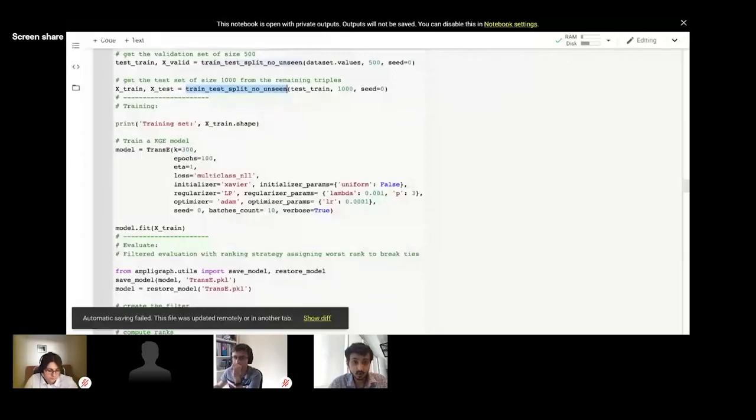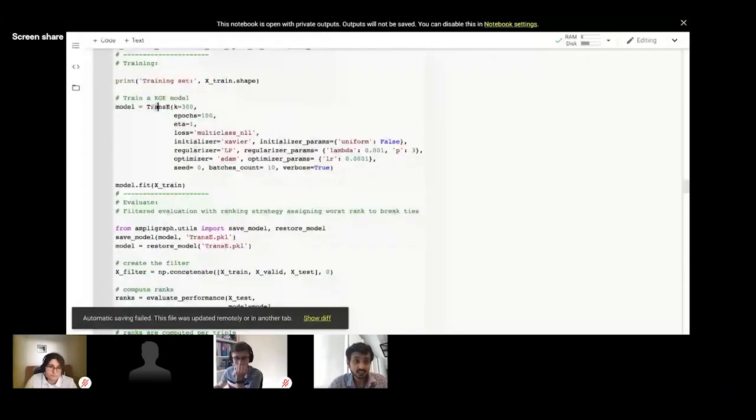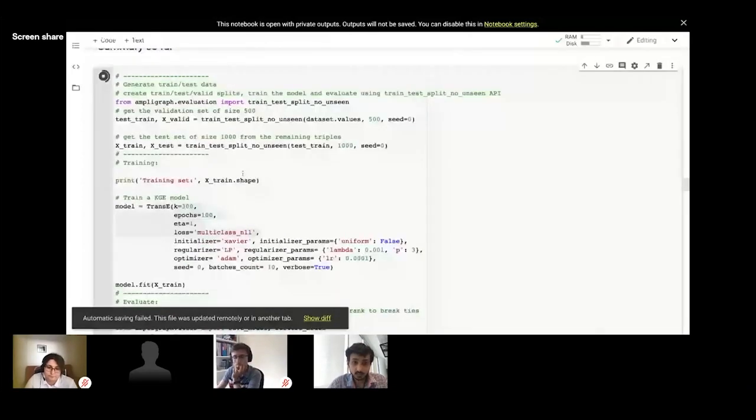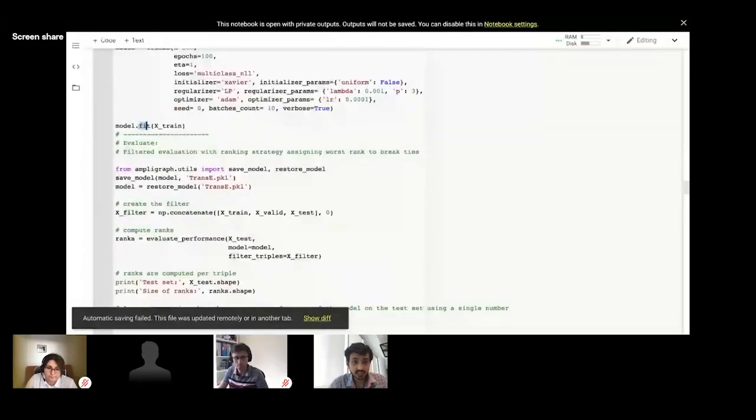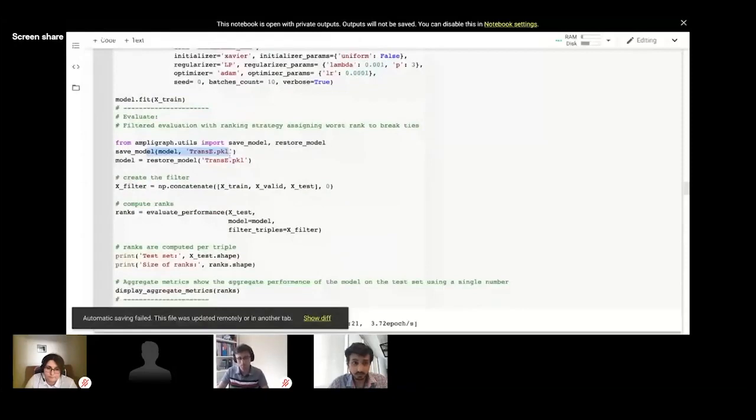And then we trained a model that's TransE, with all the hyperparameters that I mentioned earlier. So I use model.fit to fit it. And then we can save the model and restore the model using these APIs.